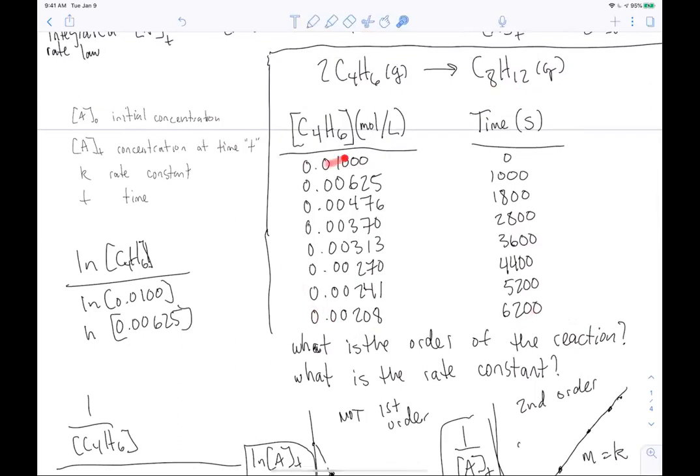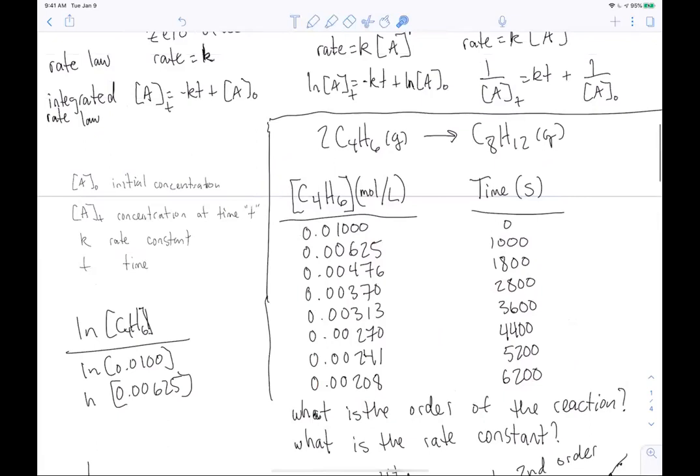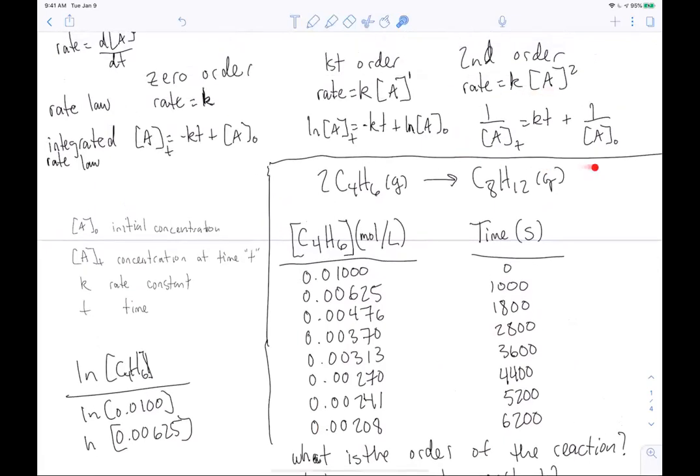I don't ever have to do this experiment again. Instead of having to actually go in and measure the concentration at, let's say, 2800 seconds, I can use this equation to calculate what the concentration will be at 2800 seconds, because I know what the initial concentration is, and I know the time, so I can just calculate the concentration from the equation.